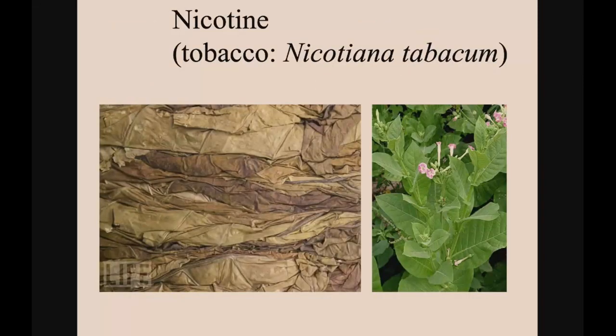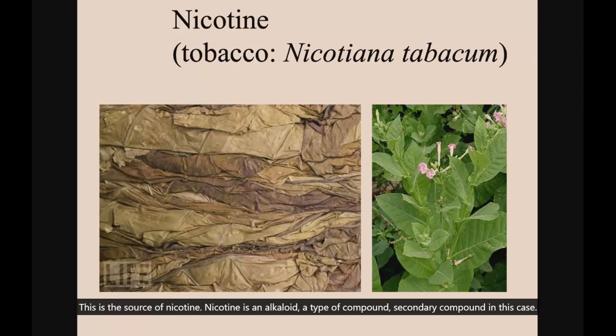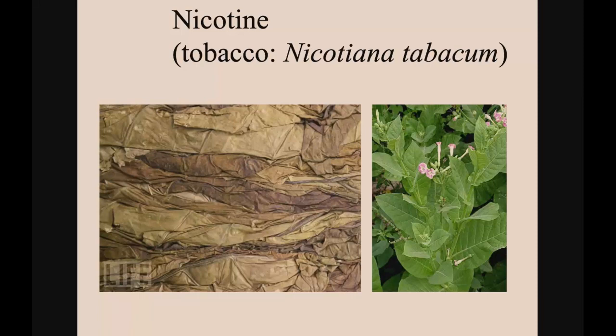Here's tobacco. This is the source of nicotine. Nicotine is an alkaloid, a type of compound, secondary compound in this case. And here's the plant on the right. You can see the flowers, tubular flowers. They're pollinated by moths. And the dried leaves on the left, getting ready to be processed.